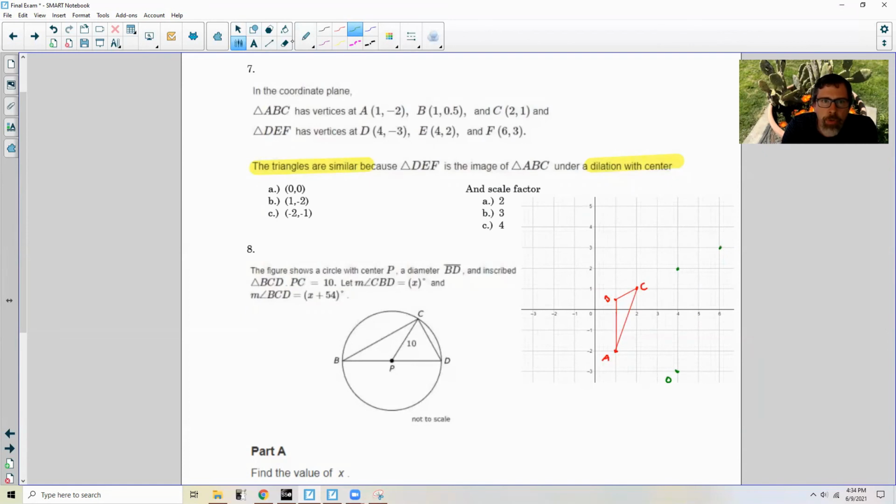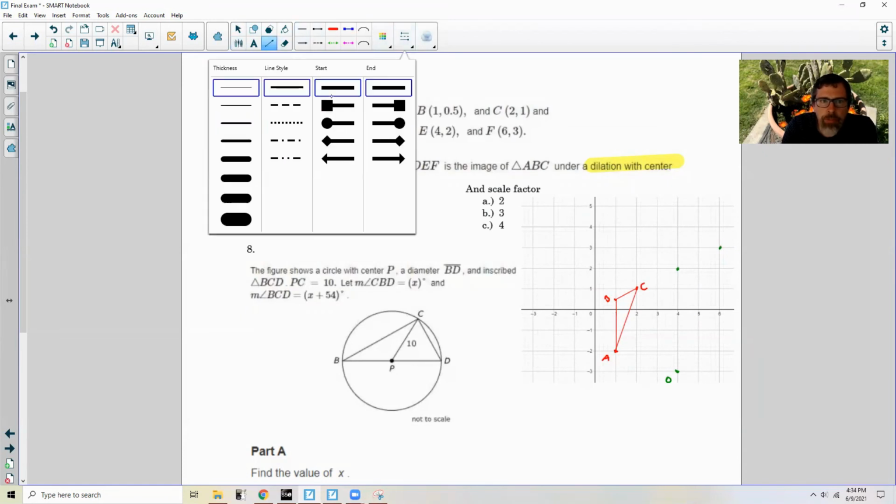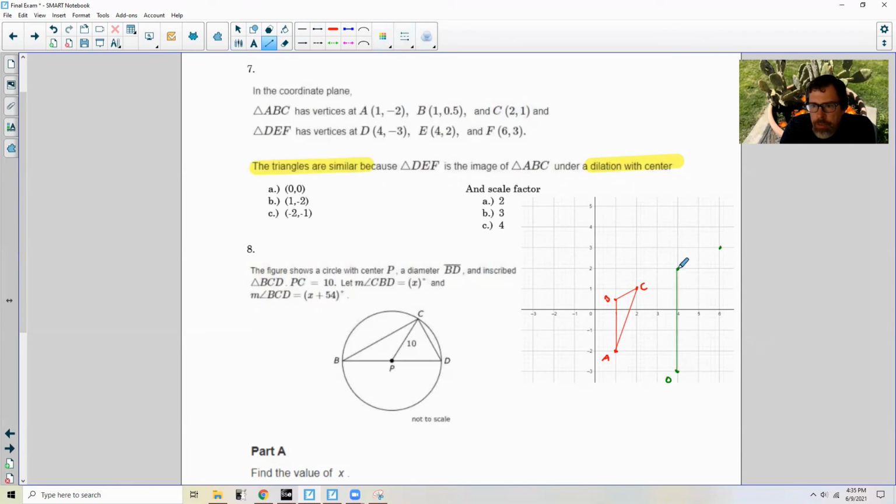So then when I go and draw those, let's use green and thin, then I go from D to E and over. So these are our 3 points, D, E, F. So there's the 2 triangles. So the triangles are similar because the dilation under what center?